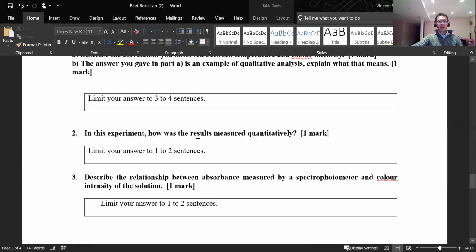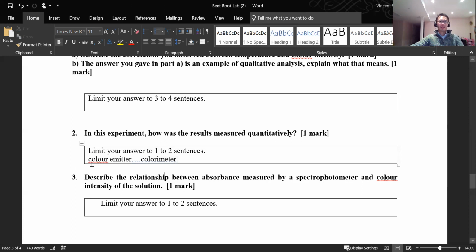In this experiment, how was the result measured quantitatively? Right, using a calorimeter, right? So many people put color emitter. It's not color emitter, it's calorimeter. I'm not sure why people put that. Maybe they heard it, or maybe it was auto generated from the caption? I don't know. But I also know you guys have your own WhatsApp group, right? You told me. So maybe one person said color emitter, and then everyone in the group just put color emitter, but it's calorimeter.